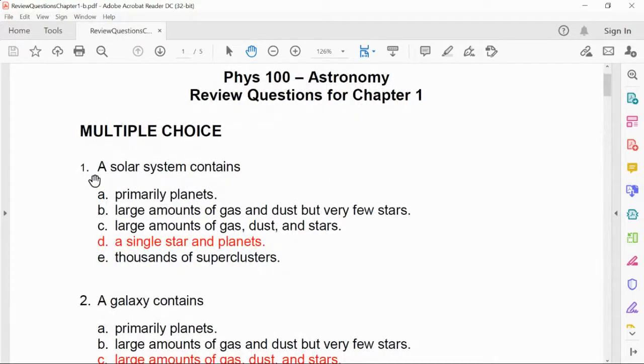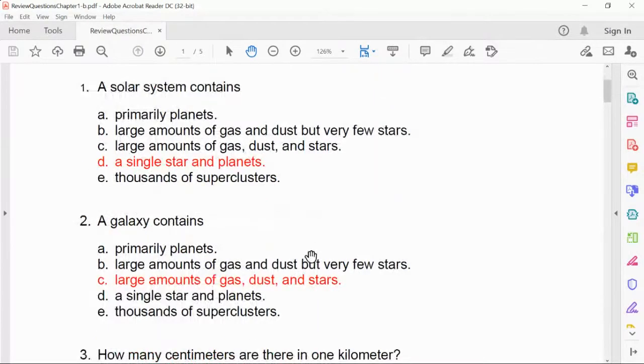The first question here: a solar system contains primarily planets, a large amount of gas, dust, but very few stars; a large amount of gas, dust, and stars; a single star and planets; or thousands of superclusters. The only logical answer here is a single star and planets. Of course, it will also contain moons, asteroids and comets, but they're not mentioned here. If you look at C, a large amount of gas, dust, and stars, you're talking about a galaxy, not a solar system.